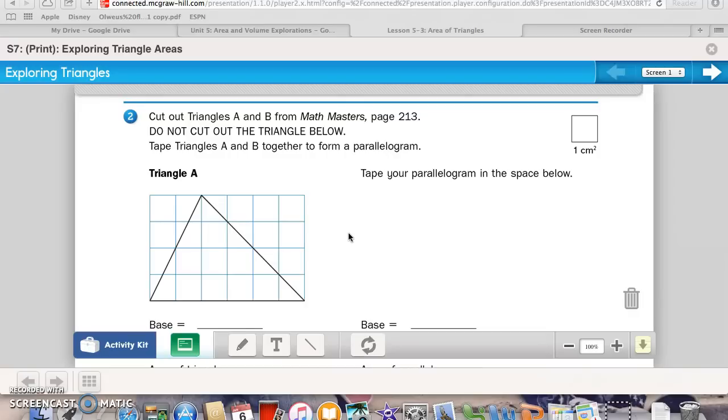They want you to tape the triangles together at that shaded corner to form a parallelogram. Okay, so we would like you to take care of that right now. Cut out triangle A and B. Again, a good time to pause. And then right here in this space, you're going to tape that parallelogram, making sure that those side angles are touching. Okay, tape those triangles to form a parallelogram and be sure that those shaded angles are touching.